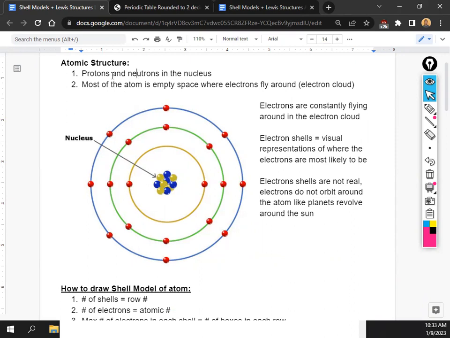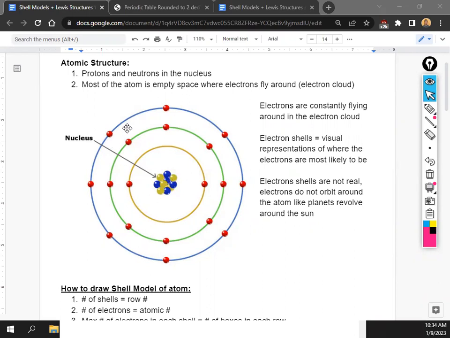Atoms are made out of protons, neutrons, and electrons. The protons and neutrons are in the middle, and the electrons fly around. Okay. Again, you guys don't need to copy this part down. This is just kind of review. Now, electrons fly around the nucleus, and basically that's how an atom looks like.